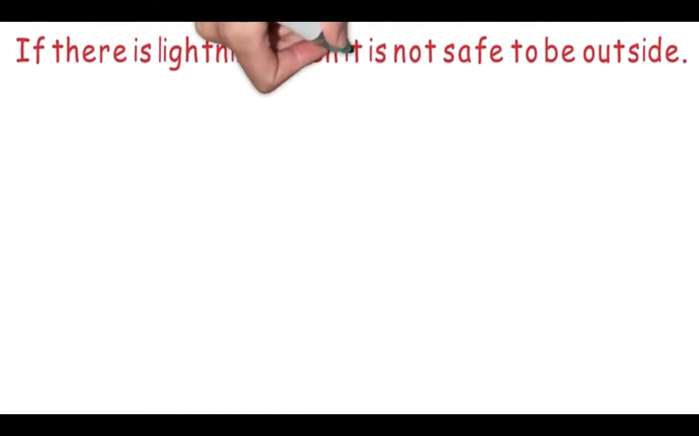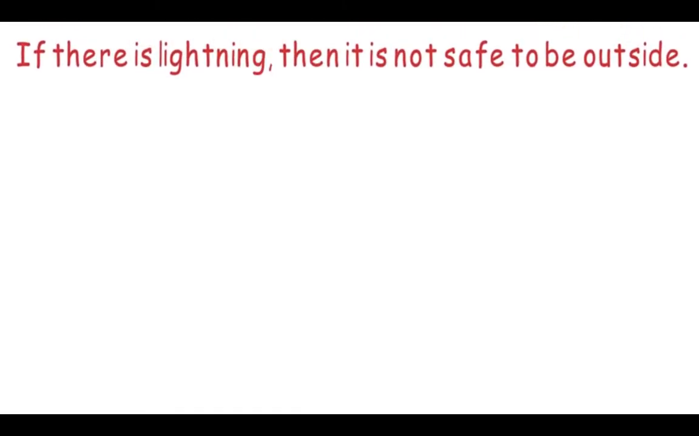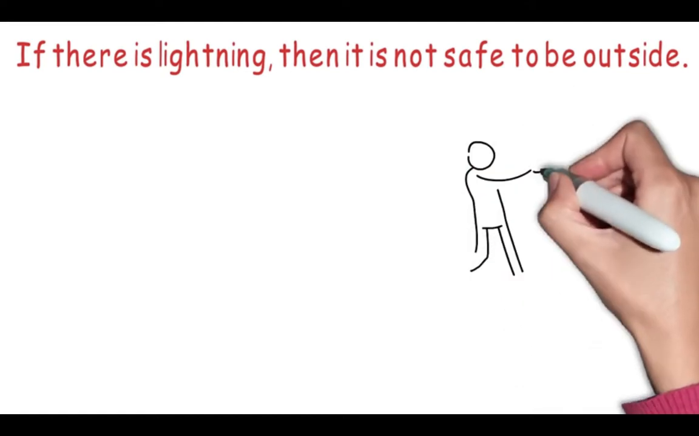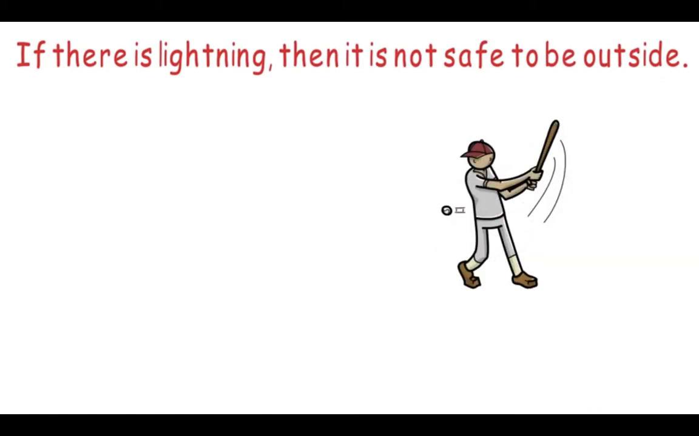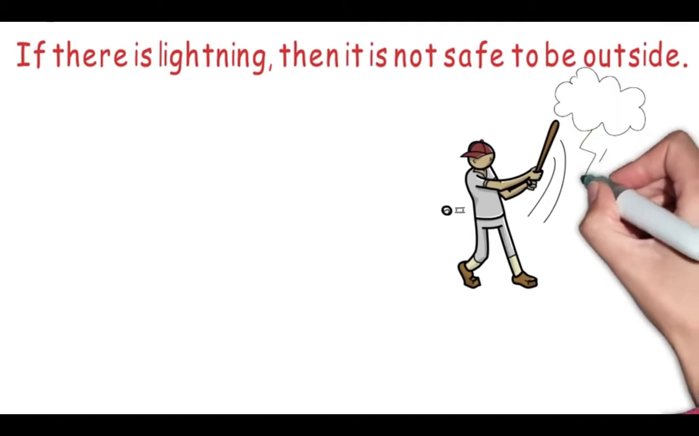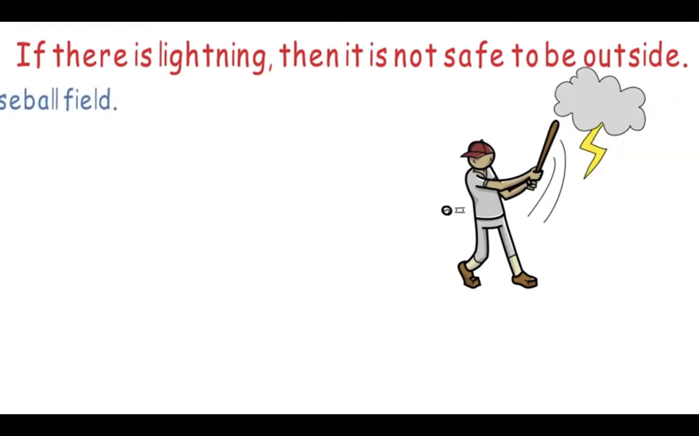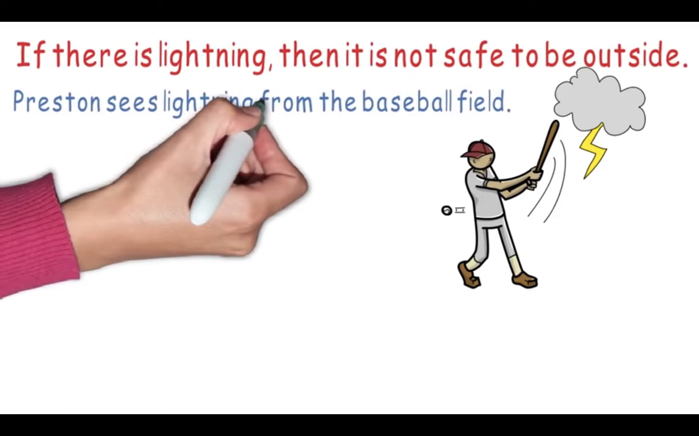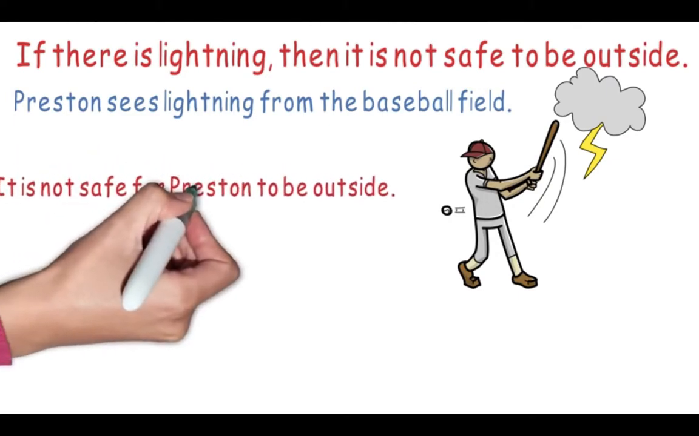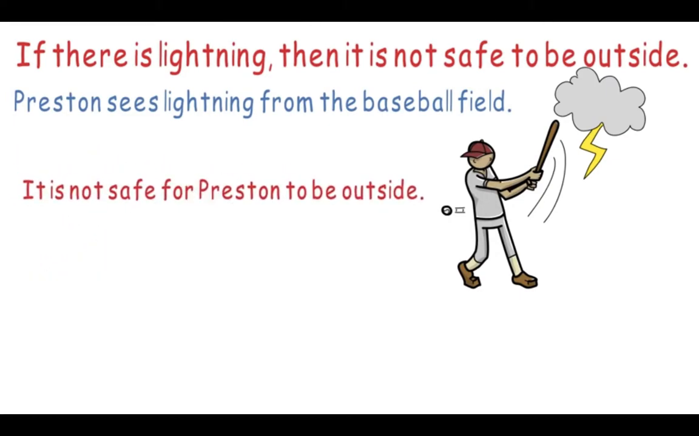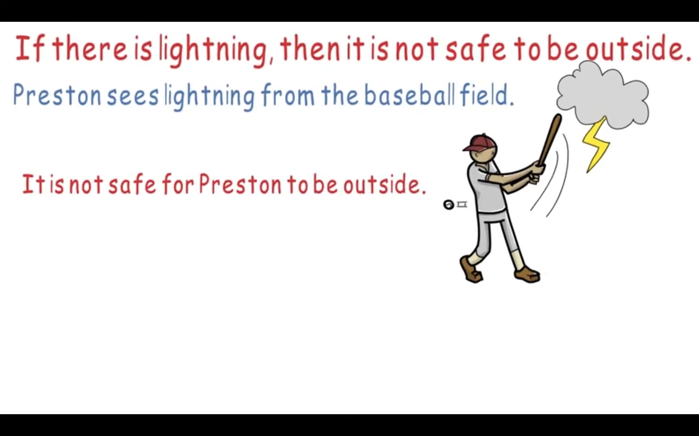Let's say that we're given the statement, if there is lightning, then it is not safe to be outside. Then we're told that Preston is outside playing baseball, and he looks up and sees some thunder and lightning. Well, we could say Preston sees lightning from the baseball field. It's not an exact match to our original conditional statement, but it's the same idea. The hypotheses are the same. If there is lightning, Preston sees lightning. Then we can make the same conclusion. It is not safe for Preston to be outside.